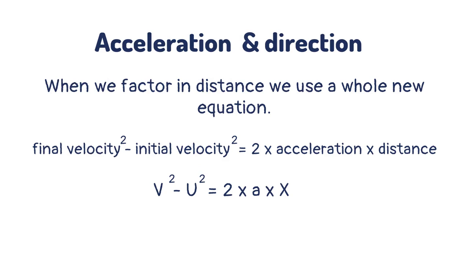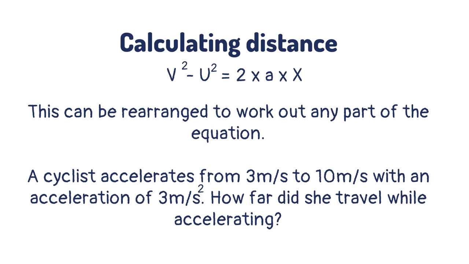Final velocity squared minus the initial velocity squared is equal to 2 times the acceleration multiplied by the distance. This can be rearranged to work out any part of the equation. A cyclist accelerates from 3 meters per second to 10 meters per second with an acceleration of 3 meters per second squared. How far did she travel while accelerating?